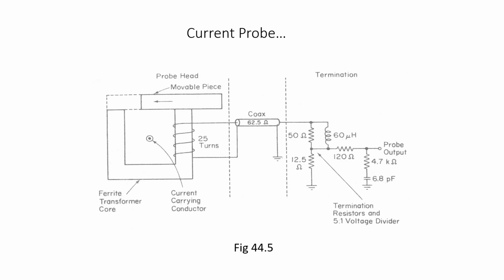Here you can see you have a probe head with a movable piece. That movable piece is moved, and this is just connected across the wire or the conductor through which the current has to be measured. Next, this current carrying conductor on the transformer is connected to the coaxial cable and next to the termination. So this is the current probe.